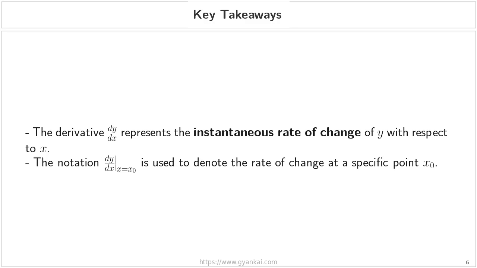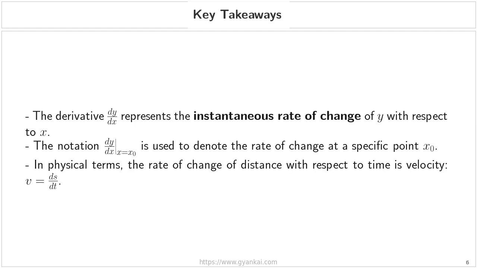Secondly, regarding the notation, when you see dy by dx with a vertical bar indicating x equals x naught, this is simply the mathematical way of saying we are evaluating the rate of change at a specific point, x naught. In practical terms, as we saw in our distance and time example, the rate of change of distance with respect to time is defined as velocity, which we write as v equals ds by dt.